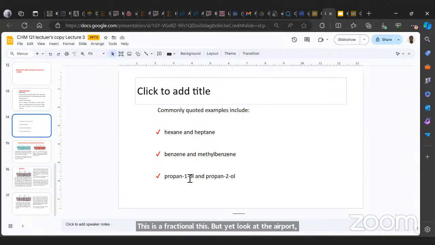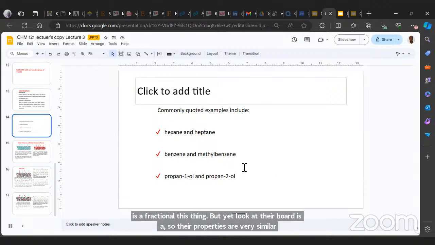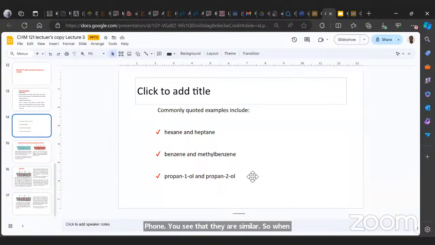We have propan-1-one and propan-2-one. You see that they are similar. So when substances that are similar in many respects mix together, they mix very well, and we say we have an ideal mixture. In this kind of case, Henry's law will never have been obeyed because there's no gas here, although these two substances, hexane and heptane, are a bit volatile. If not that they are ideal mixtures, Henry's law might have been obeyed. But because they are ideal mixtures, Henry's law will no longer be obeyed. So Raoult's law comes into play.